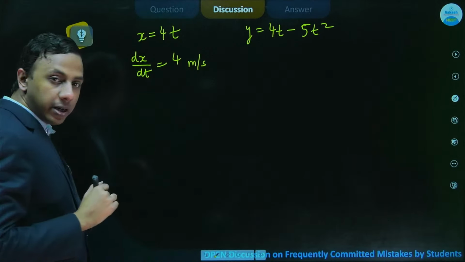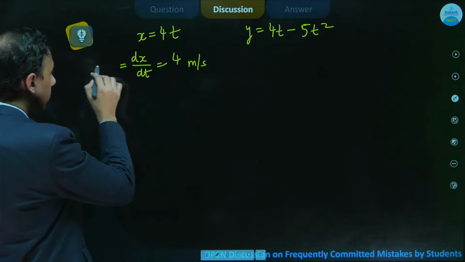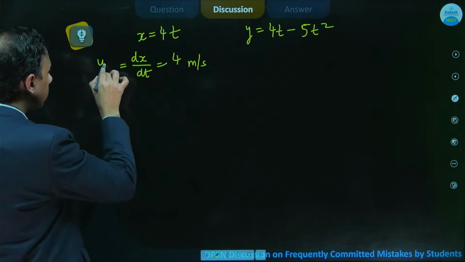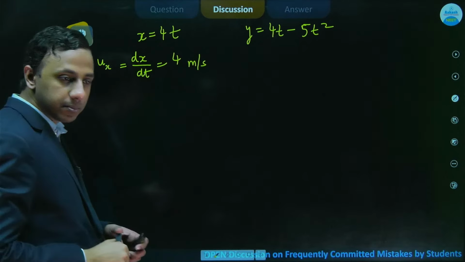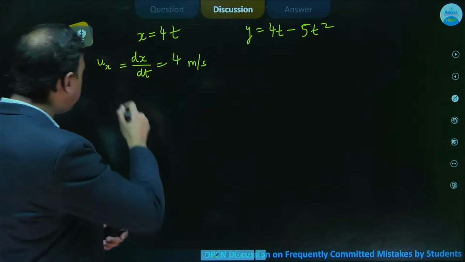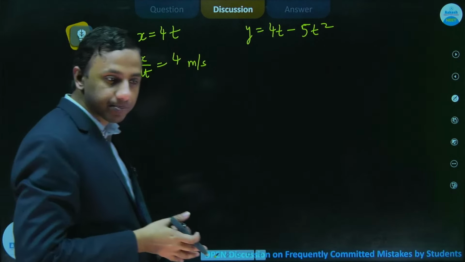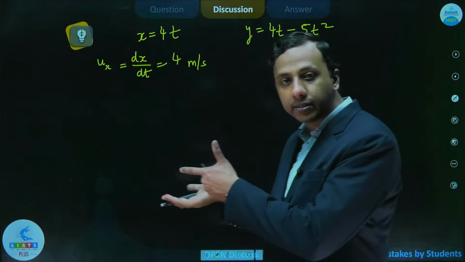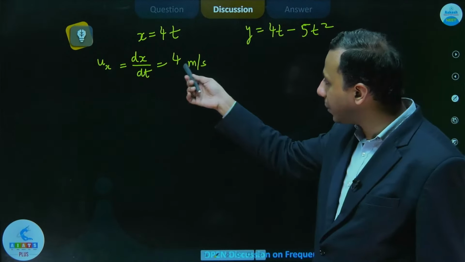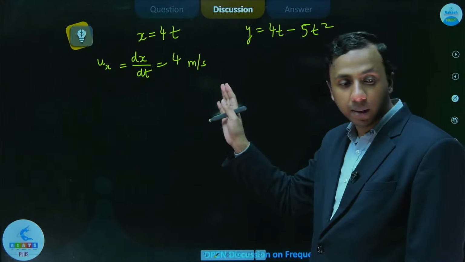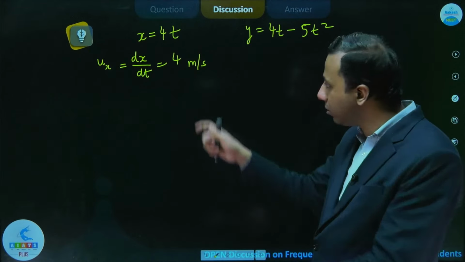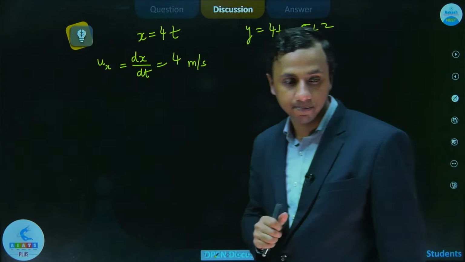And what is this dx by dt? This we can say is your velocity along x direction. Velocity along x direction initially and finally also. Why is the velocity along x direction finally also 4? Because there is no dependence on time over here. Now see, put 1 second, put 2 seconds, 4 will remain 4 only.